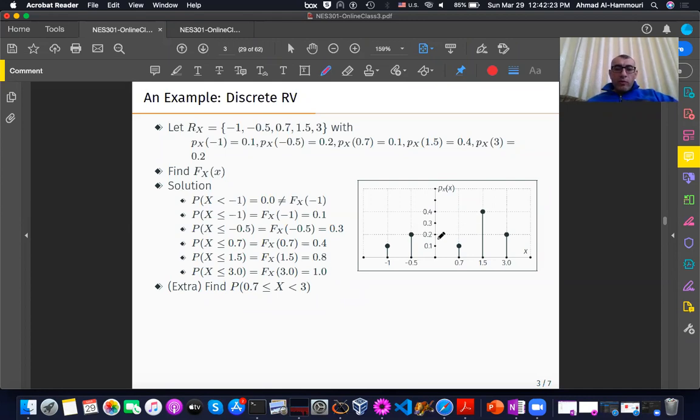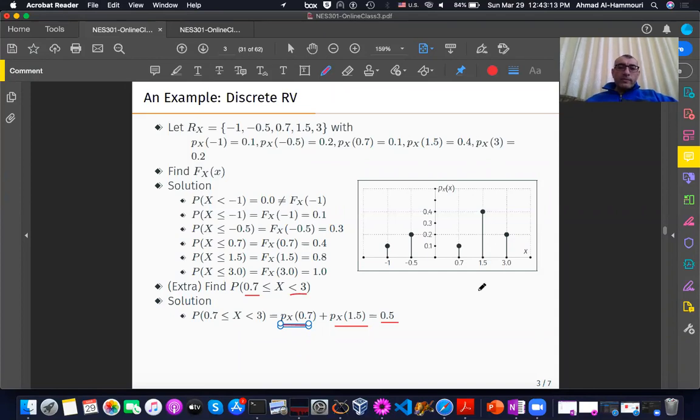So what's the probability that the random variable is between 0.7 and 3, but the 3 is excluded, so I don't need to add it. As you see here, per this inequality, what are the points that are included? Just the probability of these points. So I add 0.1 plus 0.4, which gives me 0.5. It is just the probability of 0.7 plus the probability of 1.5, which gives me 0.5. The 3 is excluded, the 0.7 is included, and I have only these points.